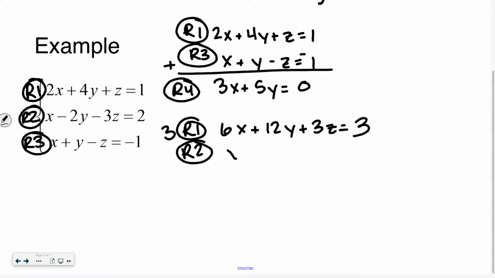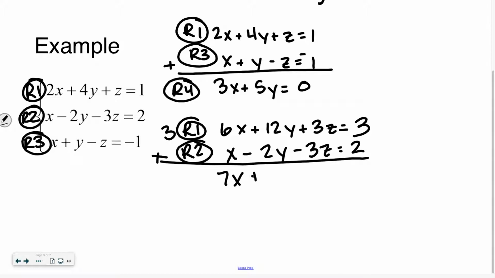Copy row 2, x minus 2y minus 3z equals 2. And then remember, we're always getting opposites, so our operation there is add. I always say stack and add. So I get 7x plus 10y equals 5. I'm going to call that row 5.